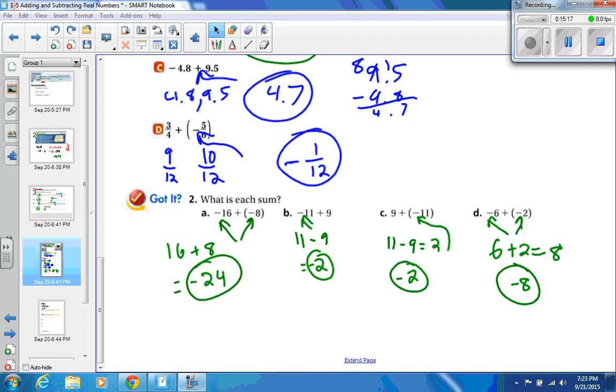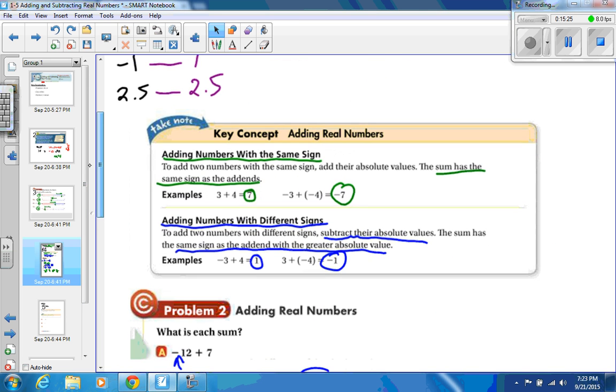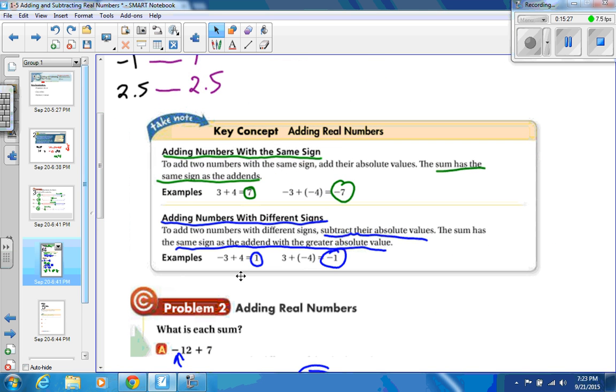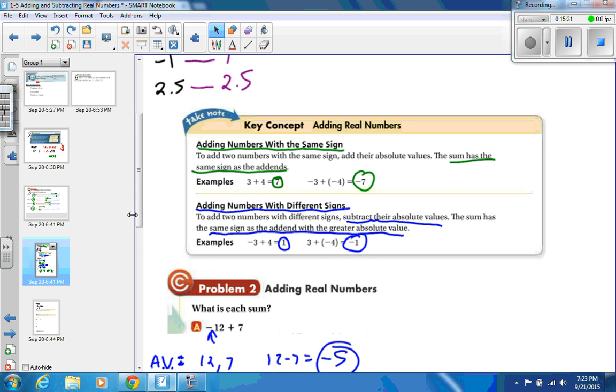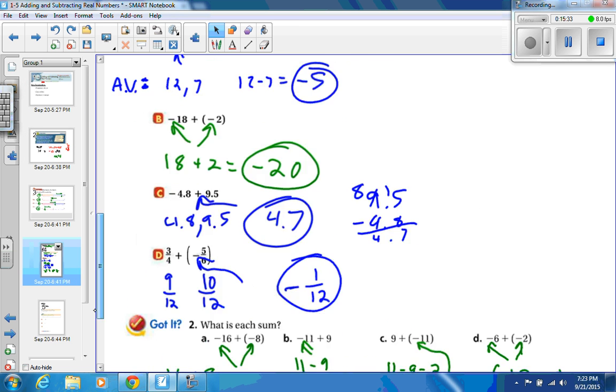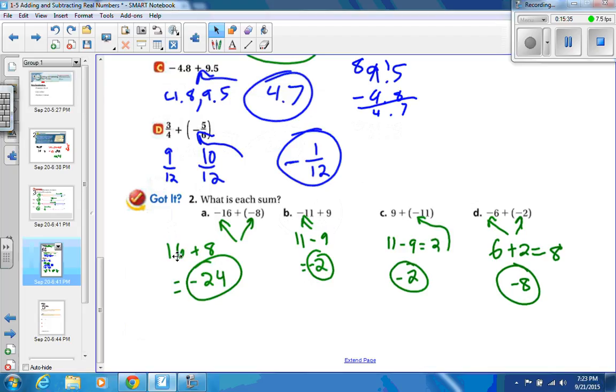I just magically made these all up here. But here's my work for each one. If they have the same sign, I followed the rules for having the same sign. If they had different signs, I followed the rules for having different signs. So, for instance, for the first one, they had the same sign. So I found the absolute value of each. So we had 16 and 8. Added those together, got 24. And then wrote whatever sign it was in front of both of those. So they're both negative, so the answer is going to be negative.